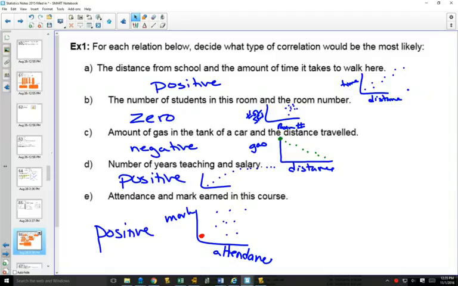Mark earned and attendance in this class. Now this one I put a little bit all over the place because sometimes there's people that don't have to attend and do well. And sometimes there's people that attend every class and don't do well. If you attend class but you don't listen or do anything while you're in the class, does it really count as attending class? I guess on the attendance sheet it does, but maybe not for helping you learn.